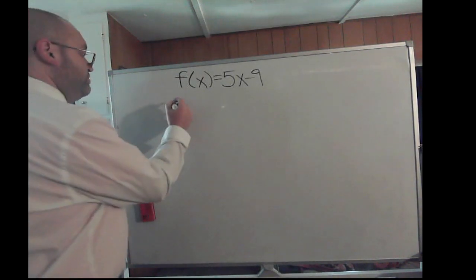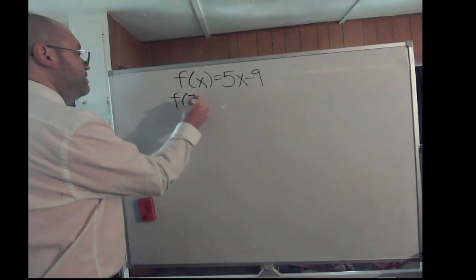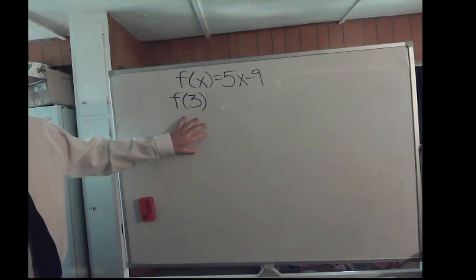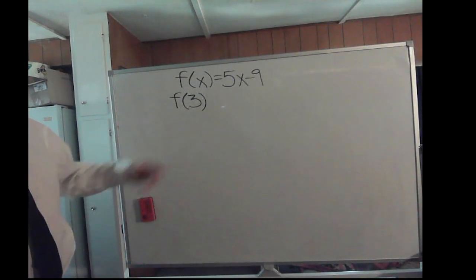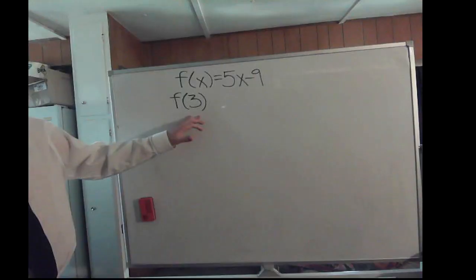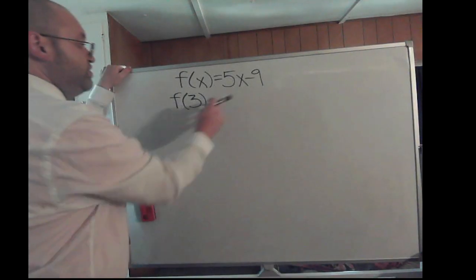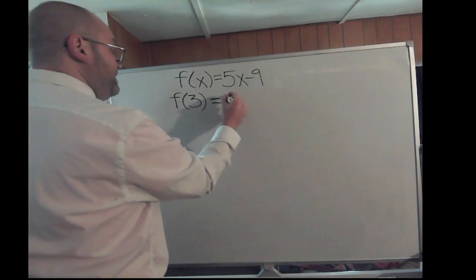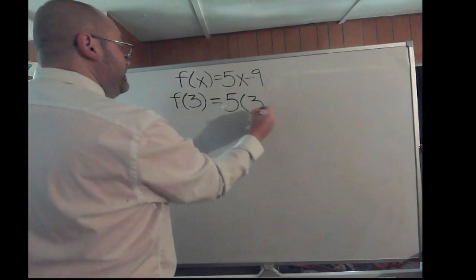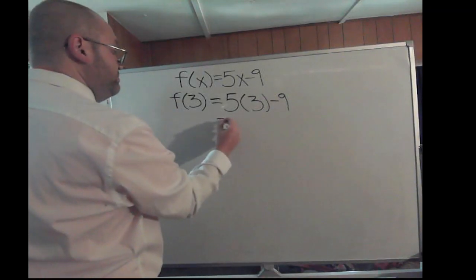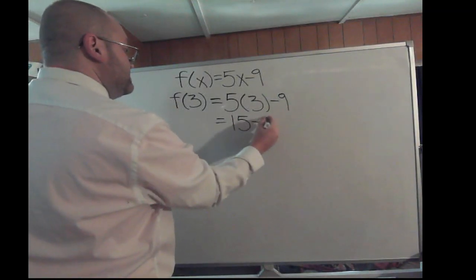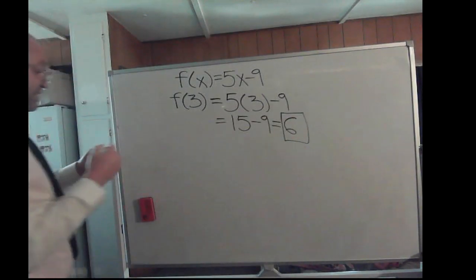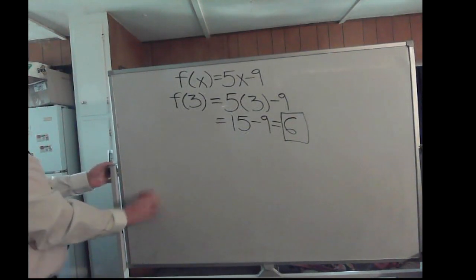Well, what if they want you to do this? F of 3. Well, you see f of 3, or f of any other value. If you have a function, then they want you to evaluate f of 3. That means you're going to evaluate the function when x equals 3. So all you've got to do is put the 3 in for that x. You'll have 5 times 3 minus 9, which would be equal to 15 minus 9, which equals 6. So f of 3 equals 6. Pretty straightforward there.